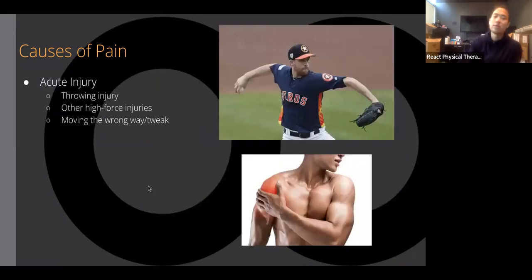Next, acute injury, right? So that's when there's an injury. Boom, I know I hurt my shoulder. It can be something like throwing or other high force injuries, or it could also be like, I tweaked it just by reaching up for a cup out of my cabinet, or drinking some water. As we get older, unfortunately, that seems to become more and more common. But yeah, those are all considered acute injury.